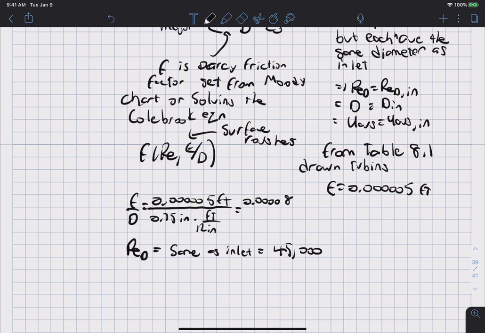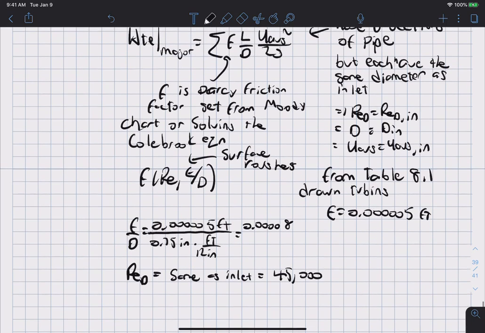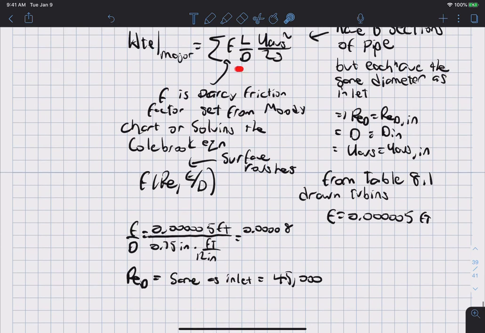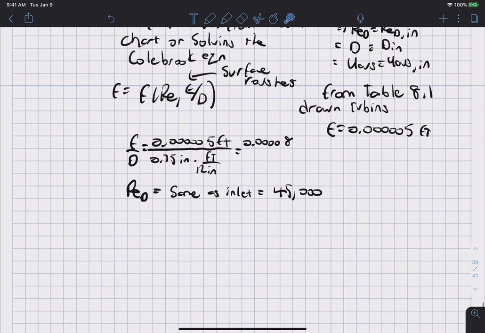So now, for all these sections of pipe, they have the same Re_D and the same epsilon over D. So in the sum for each section of pipe, f is the same, D is the same, U average is the same, and 2g is the same. And from the Colebrook equation, the friction factor is a function of the Reynolds number and the relative roughness, so we're going to use the Colebrook equation to solve that.